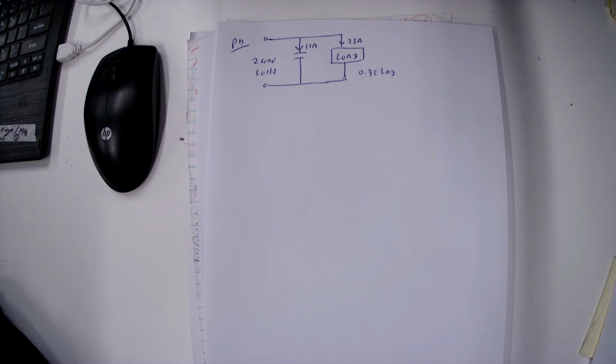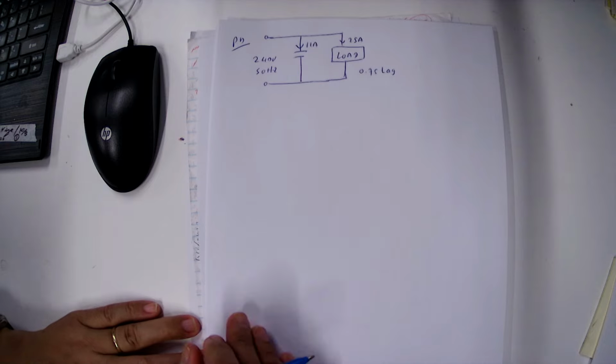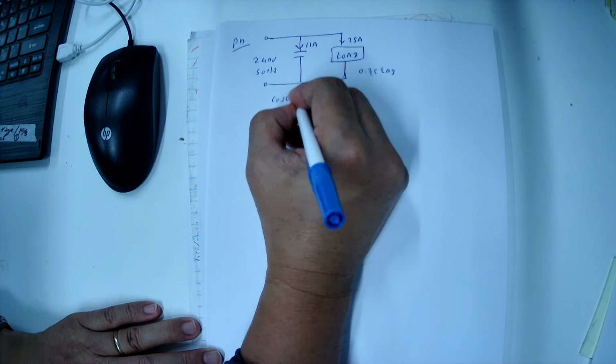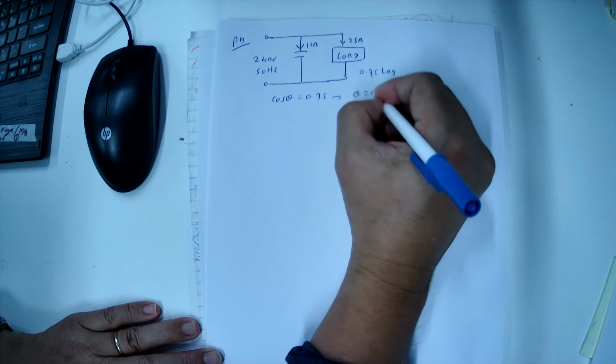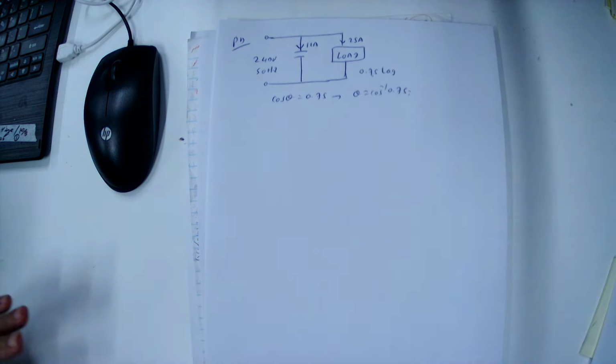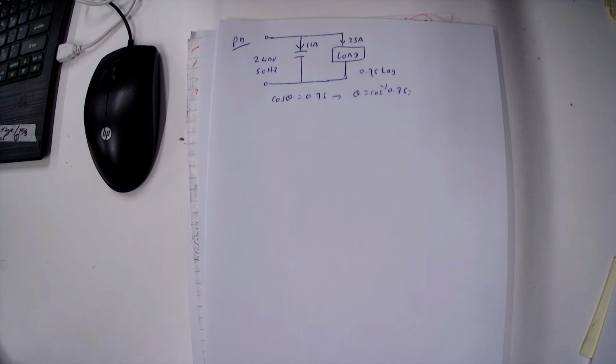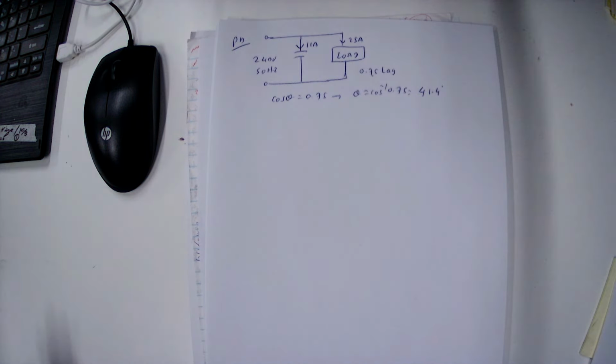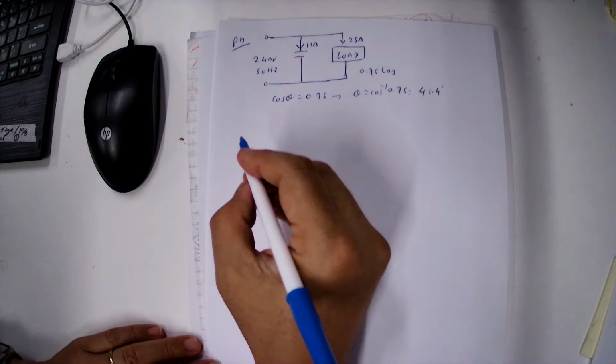So firstly, we have to draw the circuit diagram. For the circuit diagram, we have to draw the angle. So in this case, for our 25 MVA at 0.75 lagging, we have to draw how the current is flowing. Firstly, 0.75 lagging means cos theta is 0.75. Therefore, theta equals cos inverse 0.75. So the angle is 41.4 degrees. So this current is 0.75 lagging. So we need to draw this diagram.